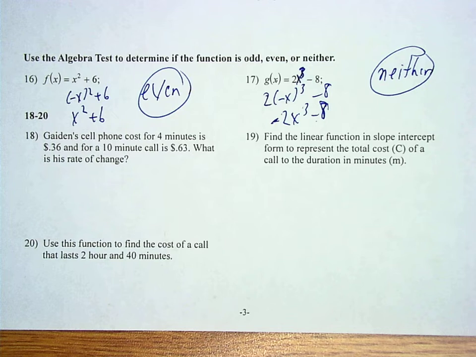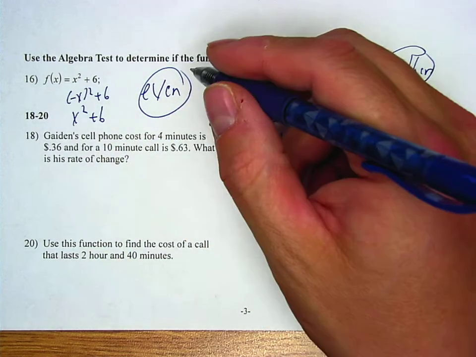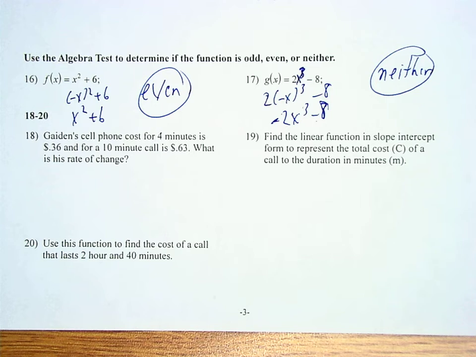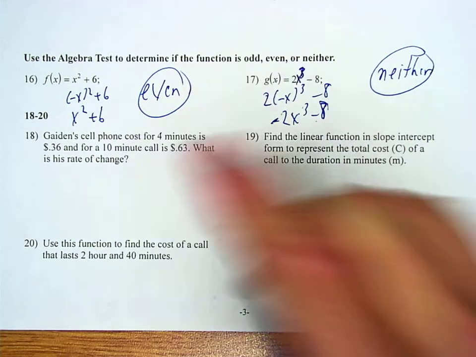All right. 18 through 20. Cadence's cell phone cost for 4 minutes is 36 cents, and a 10-minute call is 63 cents. What is his rate of change? So this is just asking you for the slope. So we increased by 6 minutes, and our cost increased by, and you can use a calculator to figure this out if you want to, and probably should.